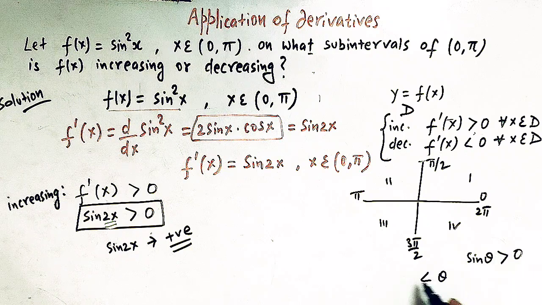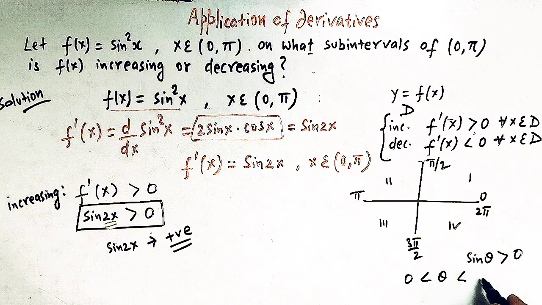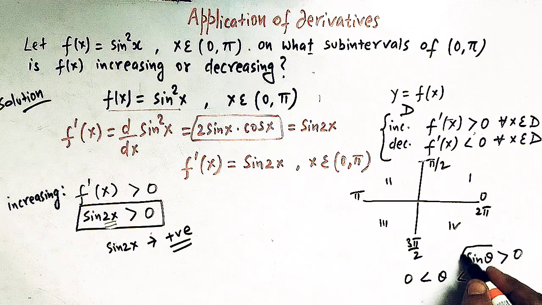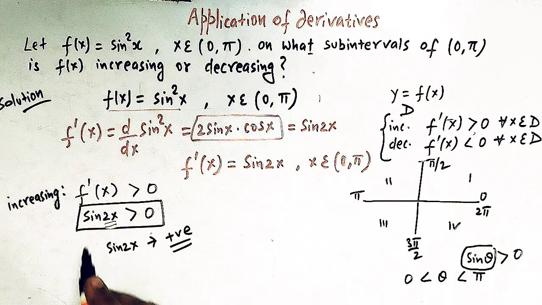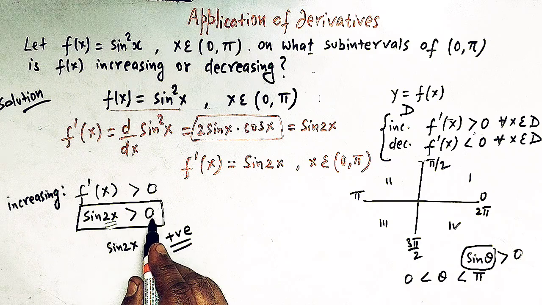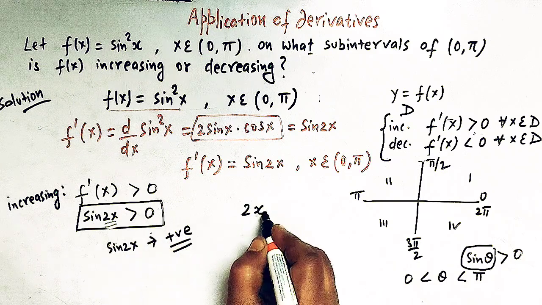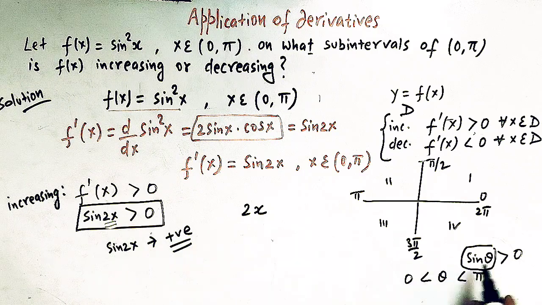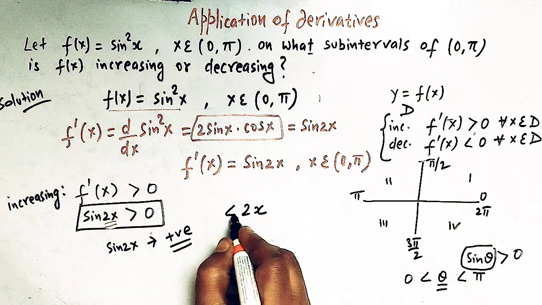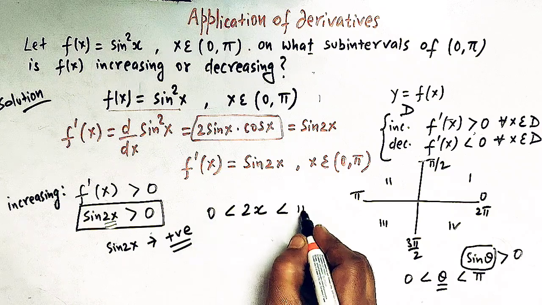So it means when theta is greater than 0 but less than pi, then sine theta is greater than 0, and here we have sine 2x greater than 0. So it means for theta we can write 2x. So 2x is greater than 0 but less than pi.